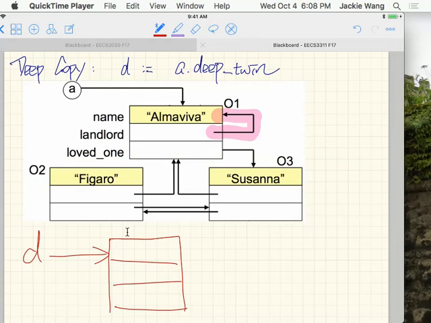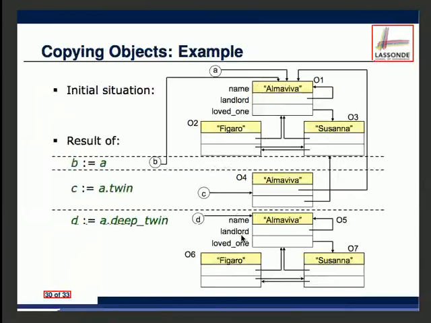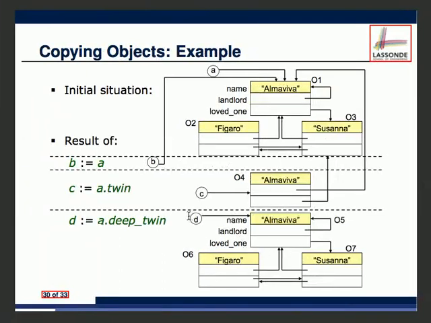Okay? So now, rather than drawing, I'll just show you how it looks back in the slides to save time. So what you will see is something like this. You can see D over here is going to point to some complete fresh copy of the original object structure over here. So this new copy here has nothing to do with the original copy. They're completely independent, completely. Okay, that's deep copy.